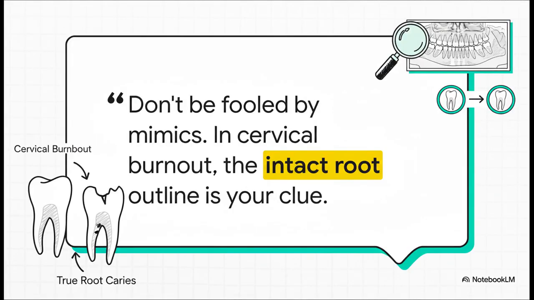So here's the clinical pearl, the pro tip to keep in your back pocket. Don't let it fool you. Cervical burnout is just an optical illusion. It's a shadow at the neck of the tooth that's caused by the shape and anatomy there, not by decay. The key is to trace the outline of the root with your eyes. In burnout, that line will be smooth and unbroken. In real root caries, that line will look like something took a bite out of it. It'll be notched or broken.